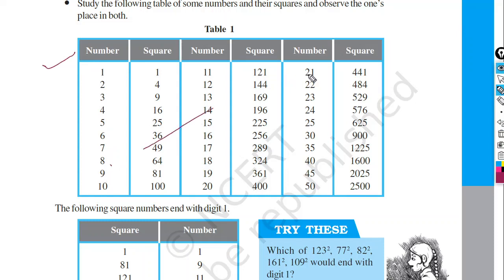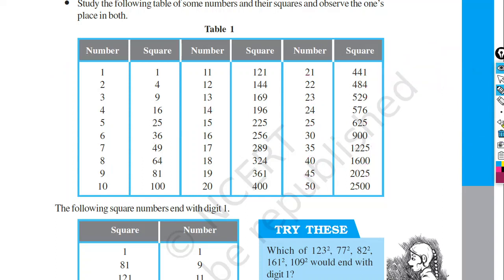Some numbers are here, like 20, 21, 22, 23, 24, 25, 30, 35, 40, 45, 50. Some more numbers and their squares have been provided. Here also you can see that the unit place is either 1, 4, 9, 6, 5 or 0. Can we find the unit place to be 2, or say suppose 3, 7 or 8? So this cannot be there in the unit place of a square number.